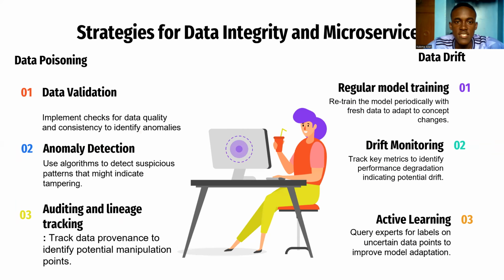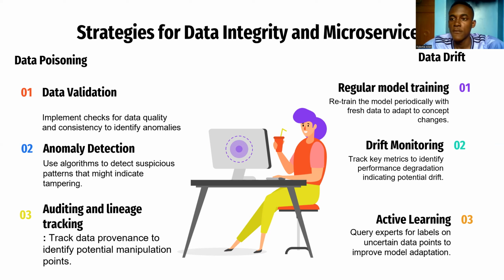So, strategies for data integrity and microservices. We have data poisoning. The strategies we can use for data poisoning are data validation, where continuous checks for data quality are made; anomaly detection, where we use algorithms to detect suspicious patterns that might indicate tampering; and also auditing and lineage, where we track provenance to identify potential manipulation of data points.